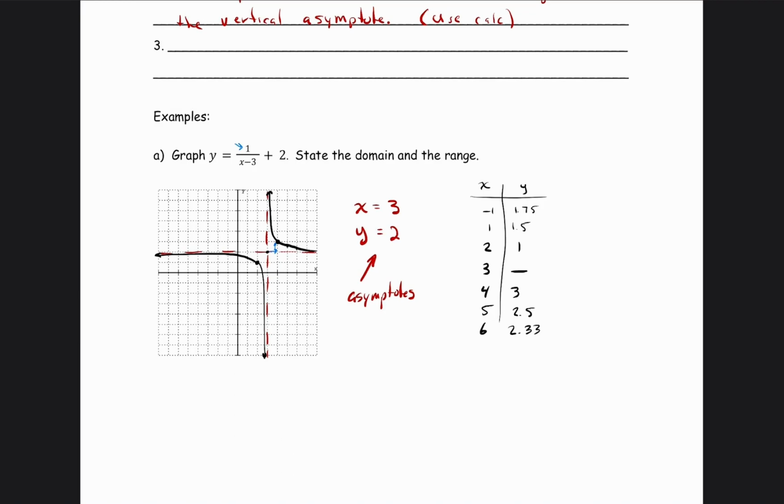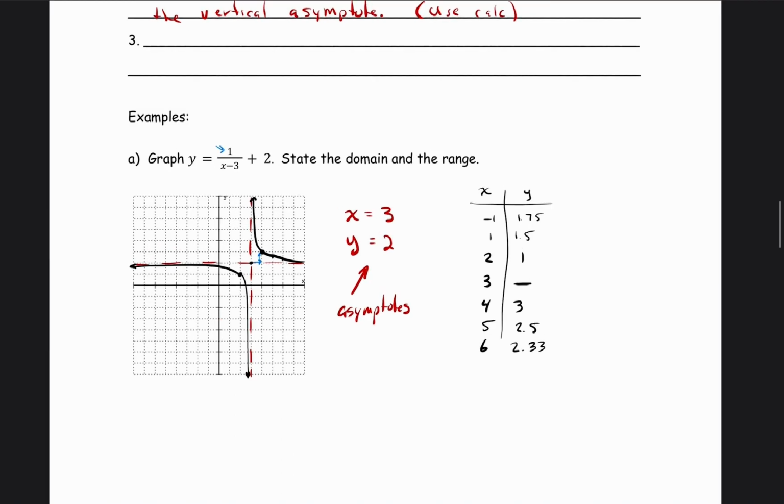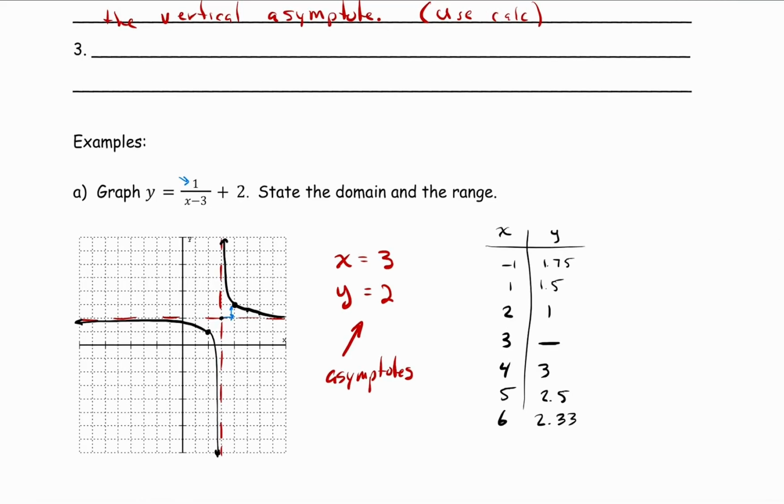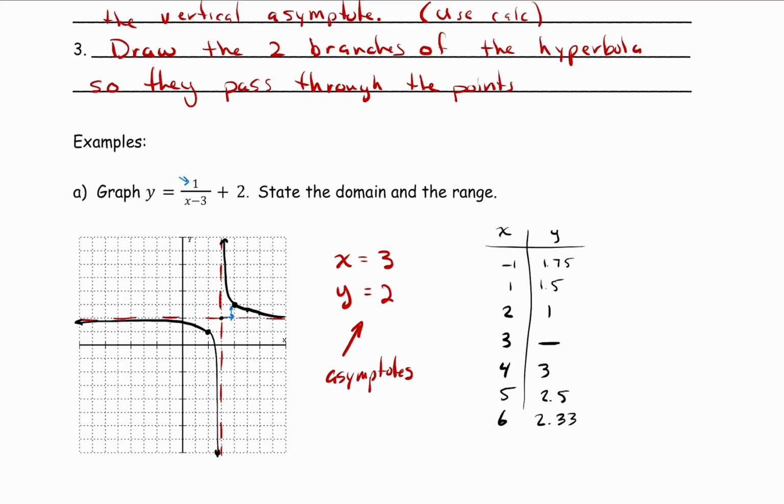So we've just done step 3, which is to draw the two branches of the hyperbola so they pass through those points and approach the asymptotes.